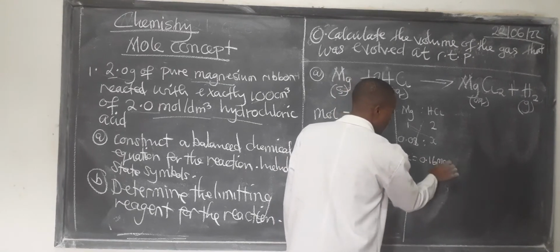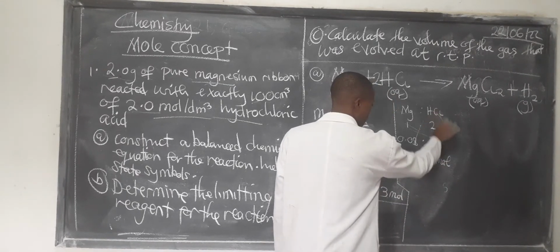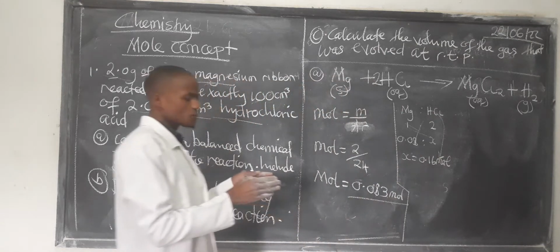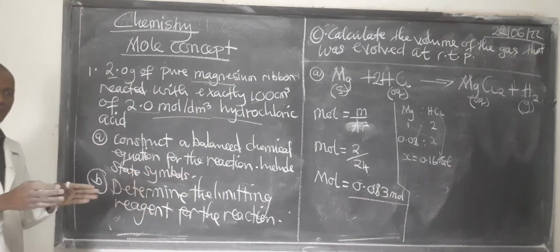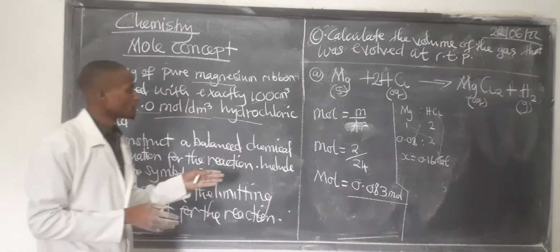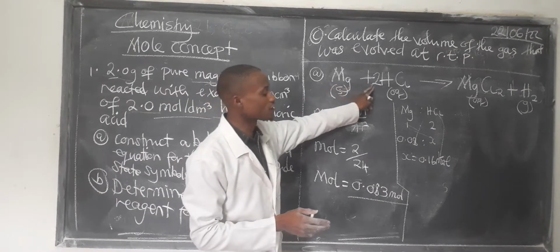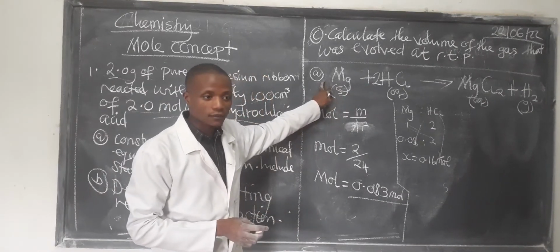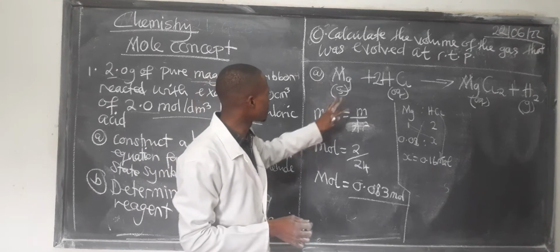0.16. These are moles for hydrochloric acid. Now that we have found the number of moles for hydrochloric acid and the number of moles for magnesium, we need to compare using the molar ratio, meaning the numbers which are in front of the balanced chemical equation. You get that, right? So first compare these two.